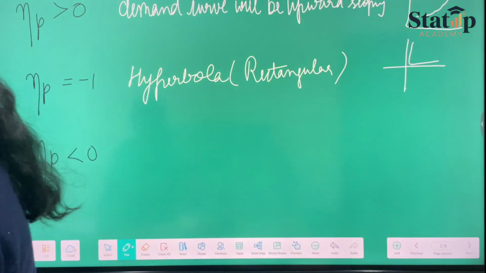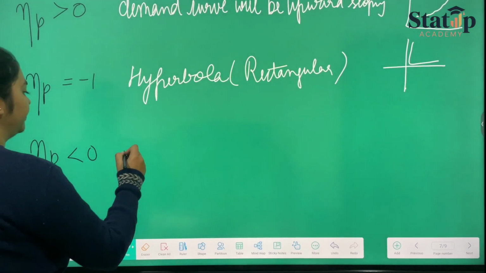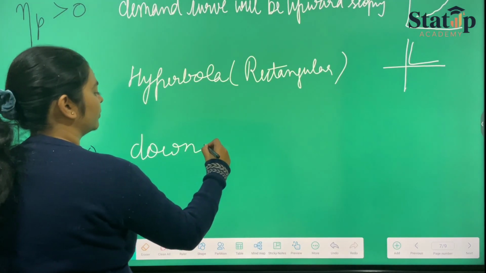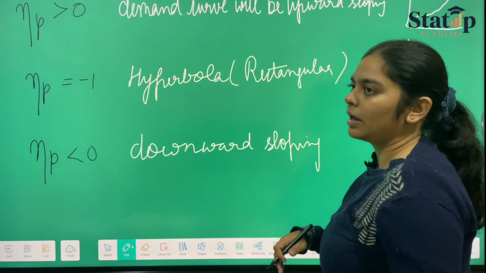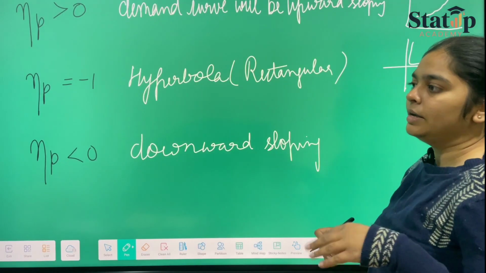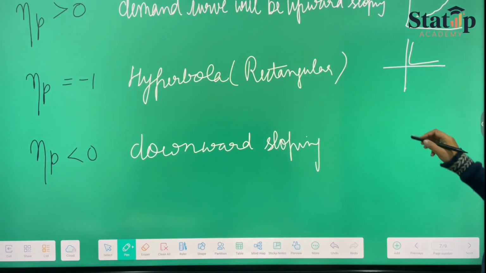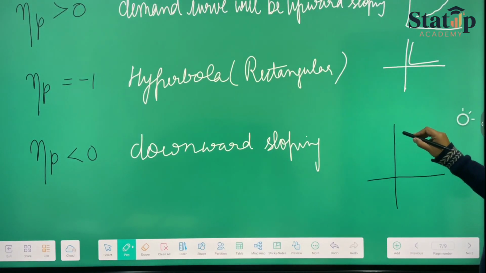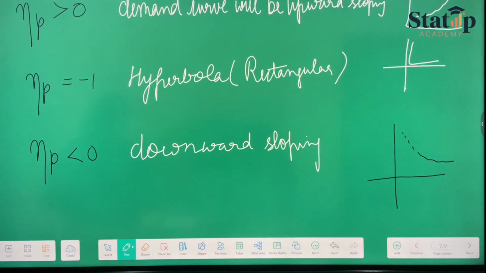And if it is less than 0, then the curve would be downward sloping. Downward sloping means that when the quantity rises or when the demand rises, the price falls greatly. Suppose the demand rises by 1% only and the price rises by 100%. That is something like this. Okay. So this was a question of 2025.